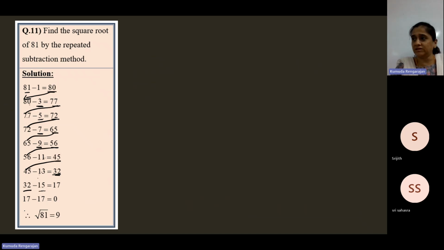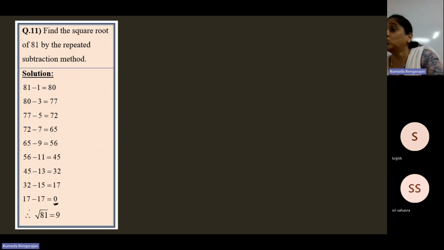After 13 is 15. 32 minus 15 is 17. After 15, the next odd number is 17. 17 minus 17, 0. So you should continue this procedure till you get the remainder or the difference as 0. If the number is a perfect square, at a point, the difference will be 0.